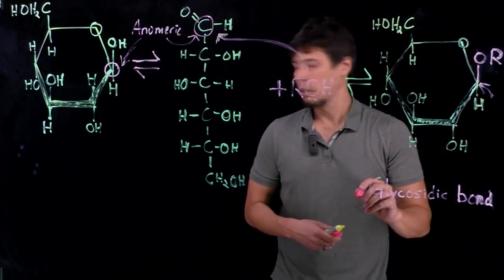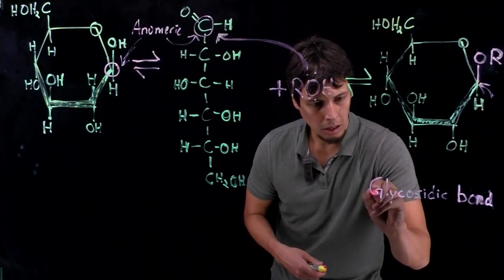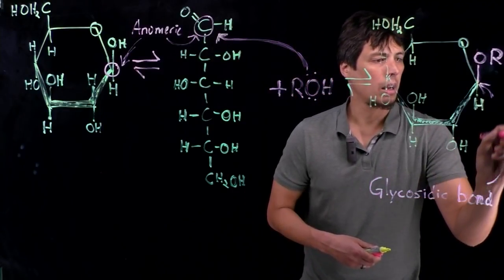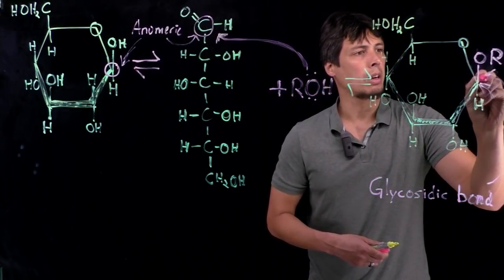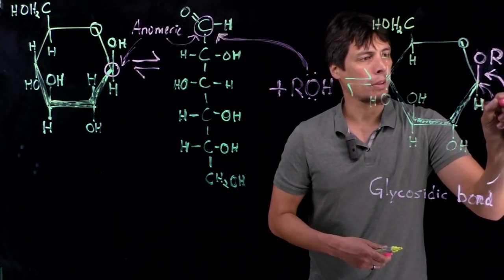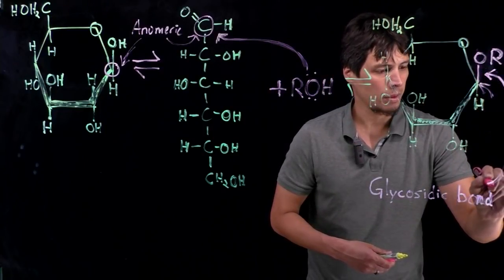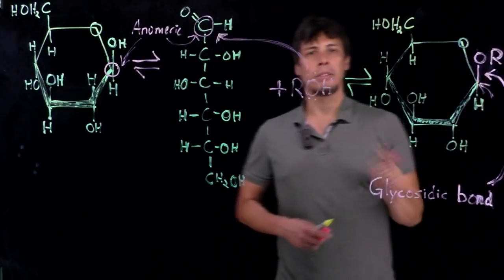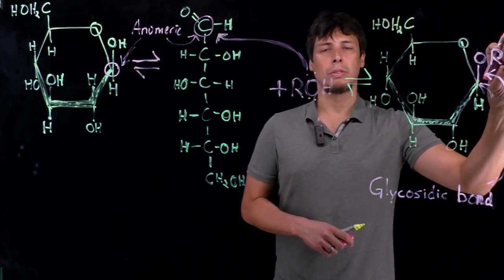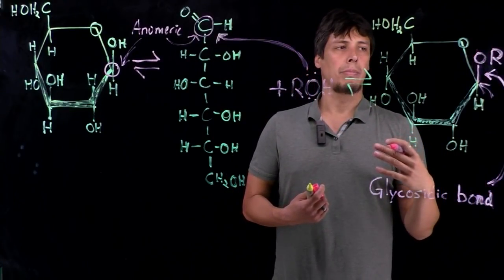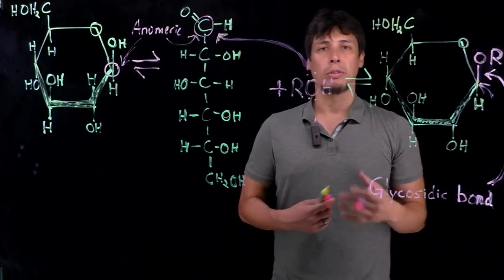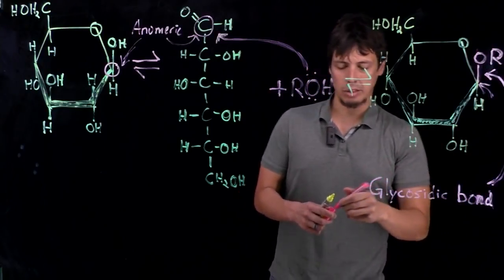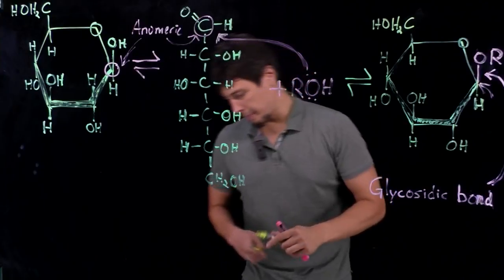Glycosidic bond. And that is this bond between the anomeric carbon and the oxygen. And again, that's if we now have, for instance, instead of hydrogen, some sort of carbon group that's attached to this oxygen. We call this a glycosidic bond, okay?